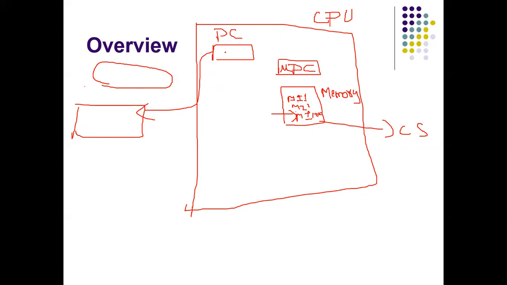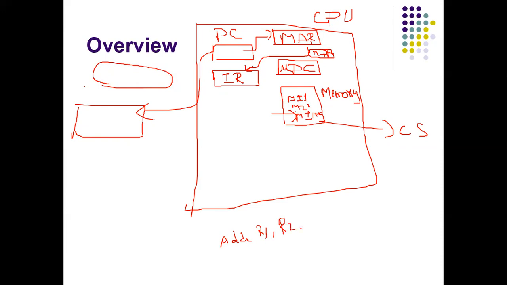Because the PC will load the instruction into the instruction register IR. The address in the PC will first go to MAR, and MAR will give the read operation, and the instruction will come to MDR, and from MDR it will come to IR. From IR, if the instruction is in assembly language, it may be a very simple instruction like add R1 comma R2. It is add R1 and R2 and store the result in R2.